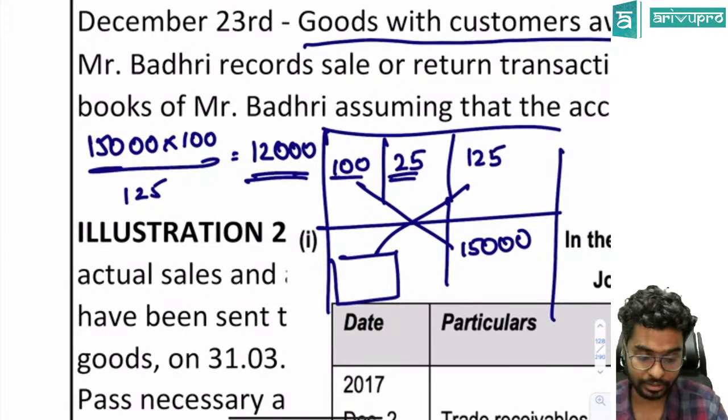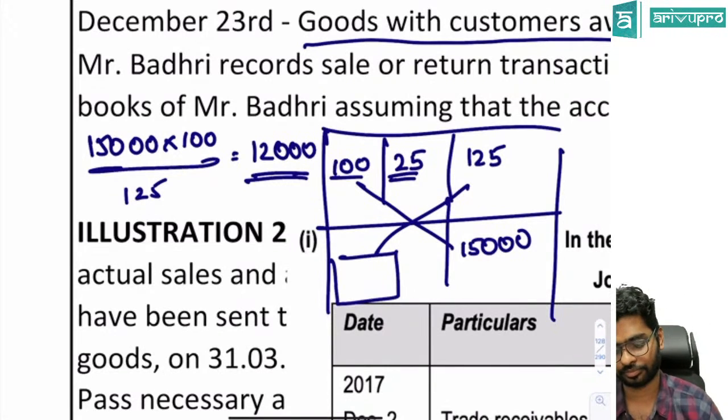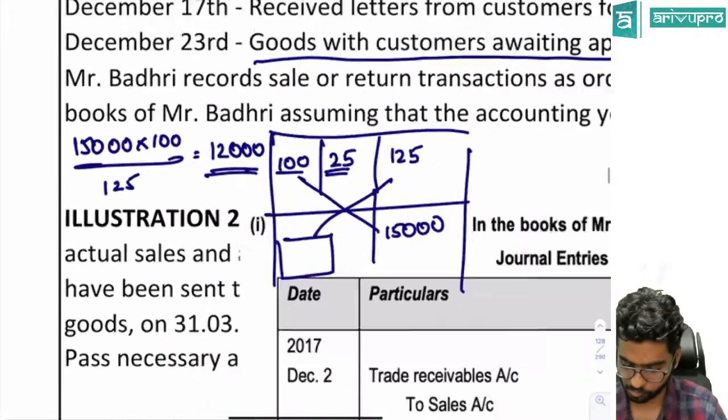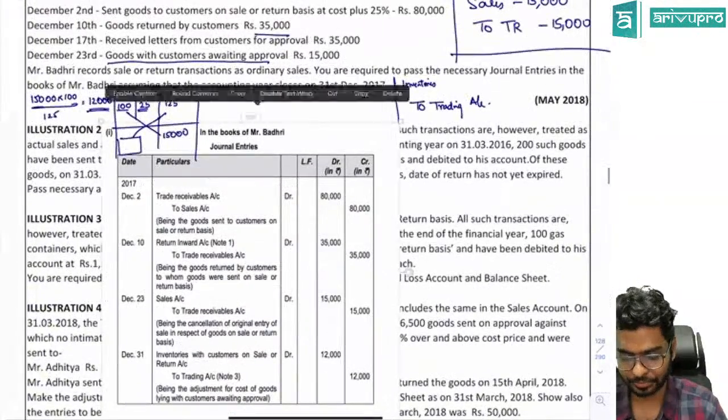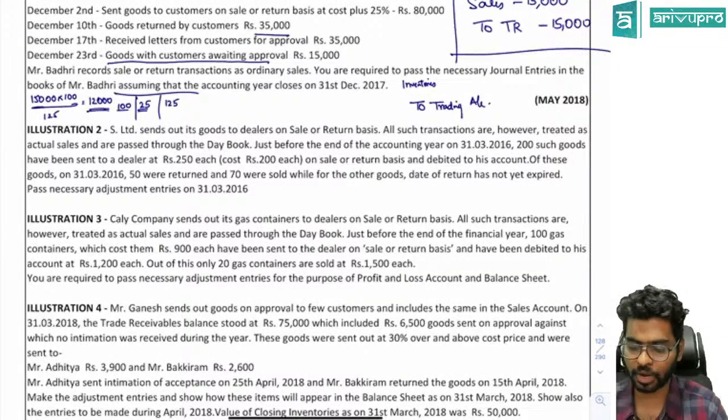Are you guys clear? Guys, easy. 4 marks to 6 marks in your exam. Are you guys clear?